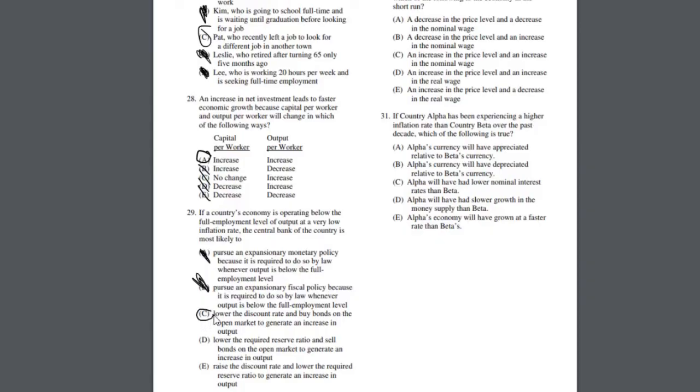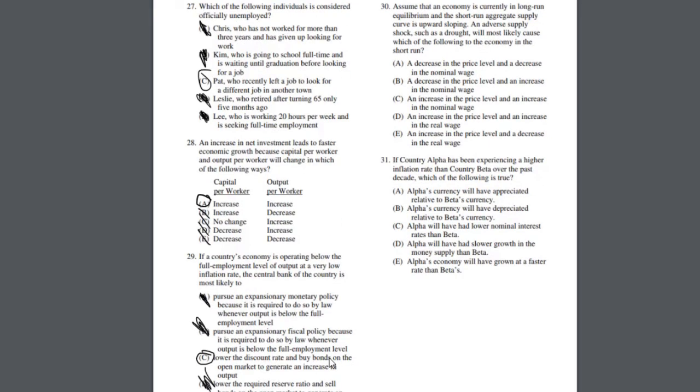Yep, that's probably true to generate an increase in output. Lower the reserve ratio and sell bonds? Nope. Selling bonds will actually decrease the money supply. That'll be contractionary policy. Raise the discount rate? No, that's contractionary policy. So C. What they're basically asking here is for you to identify two expansionary policies. Lower the discount rate is one, buy bonds is the other. So you just got to simplify these questions whenever you take the test.